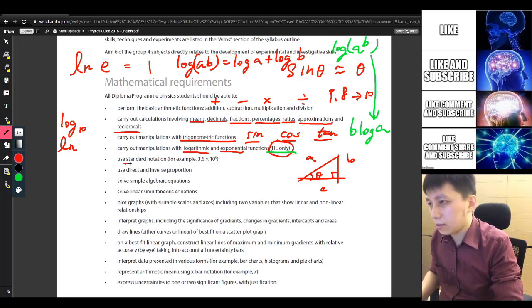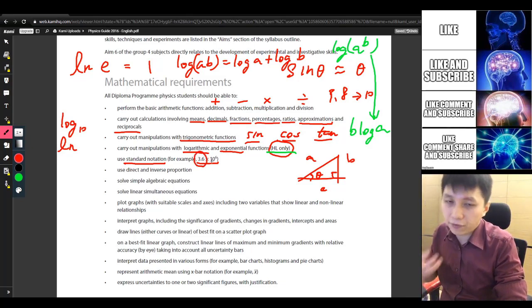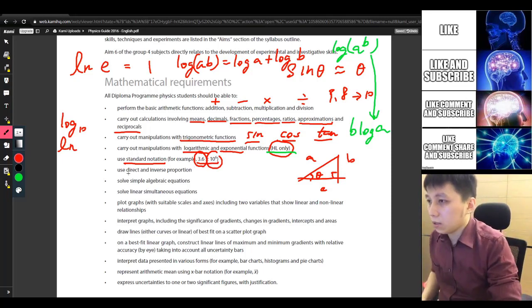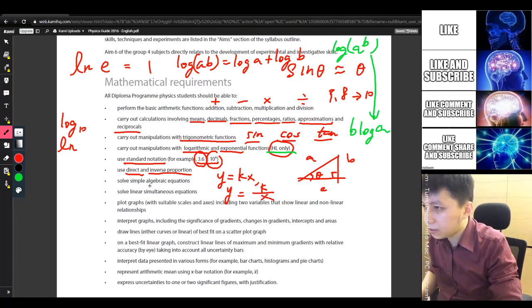Next is the standard notation, and that means, well, I'll call it scientific notation. Expressing numbers with the significant figures and the order of magnitude, 10 to the power of how many. Direct and inverse proportion. So direct proportion means y equals kx, inverse proportion means y equals k over x. Next, simple algebra.